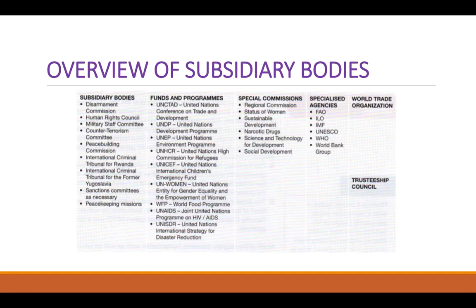Let's look at the subsidiary bodies that the United Nations has. As you can see, there are commissions: Disarmament Commission, Human Rights Council, Military Staff Committee, Counterterrorism, Peace Building, and many, many more. I will ask each and every student of mine to pick one of the funds, programs, special commissions, or any specialized agencies and do research on them, and then please submit it via email to me.